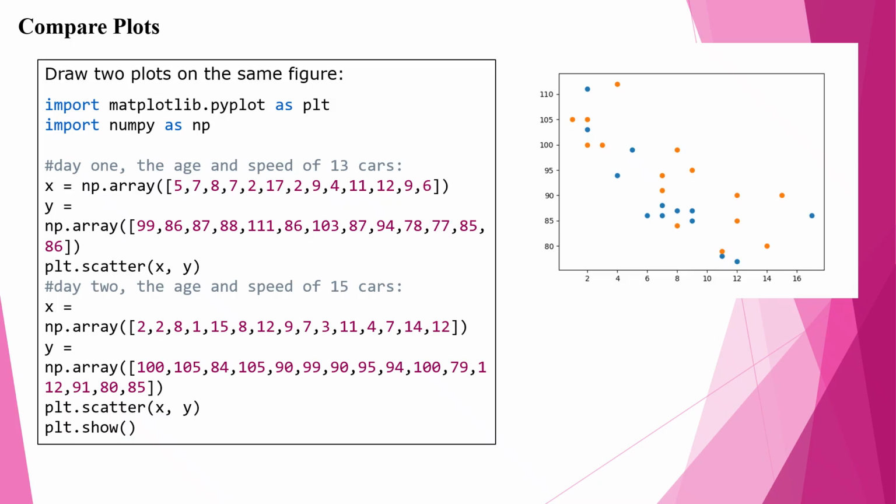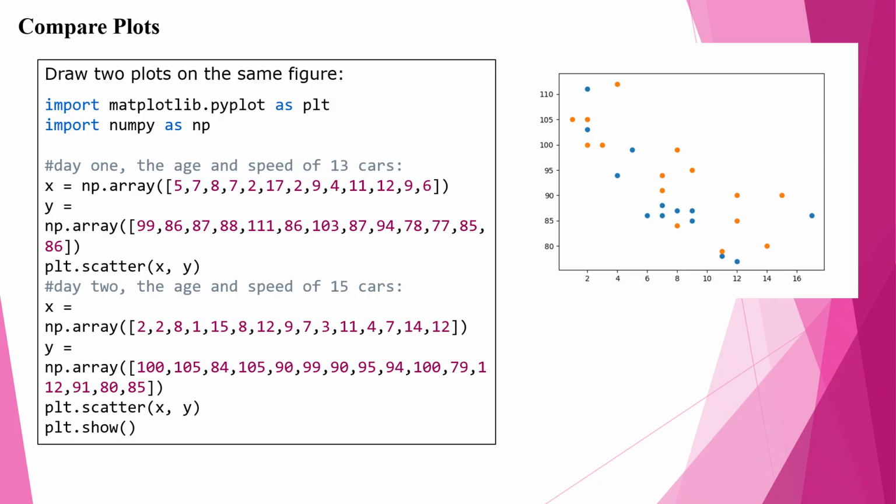Compare plots. This code demonstrates how to plot two scatter plots on the same figure using matplotlib. First, the data for the first dataset representing the age and speed of cars on day 1 is defined and plotted using the plt.scatter function. Then a second set of data for day 2 is defined and another plt.scatter call is used to plot these points on the same graph.